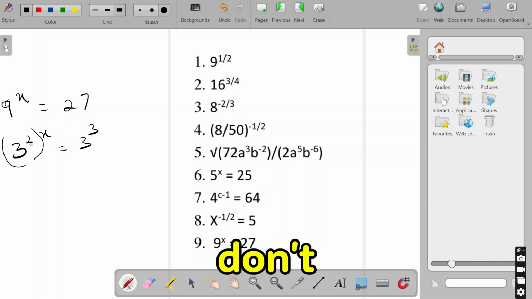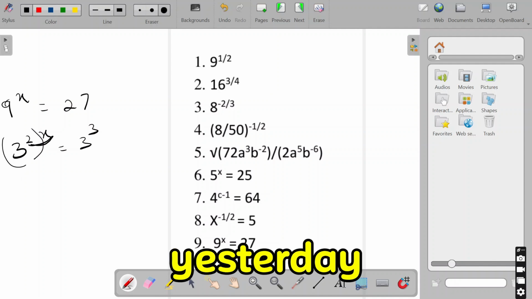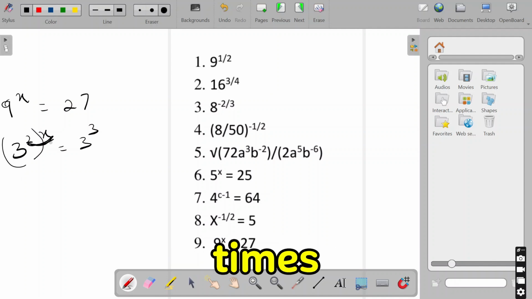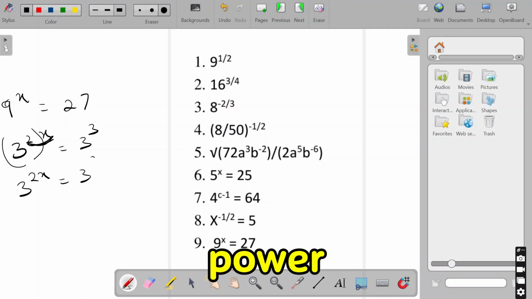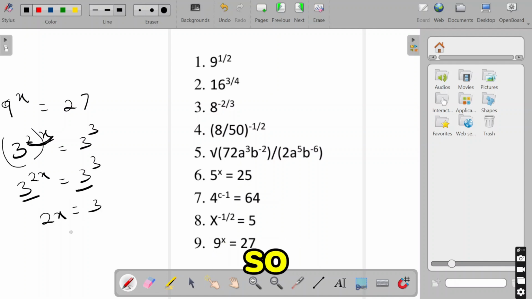Don't forget the law of indices from yesterday. You can multiply these two together, 2 times x, which will give us 3 raised to power 2x. It will give us 3 raised to power 3. So we have a common base of 3. So 2x will be equal to 3. Dividing both sides by 2, x will be equal to 3 over 2. So that is our answer. X is equal to 3 over 2.